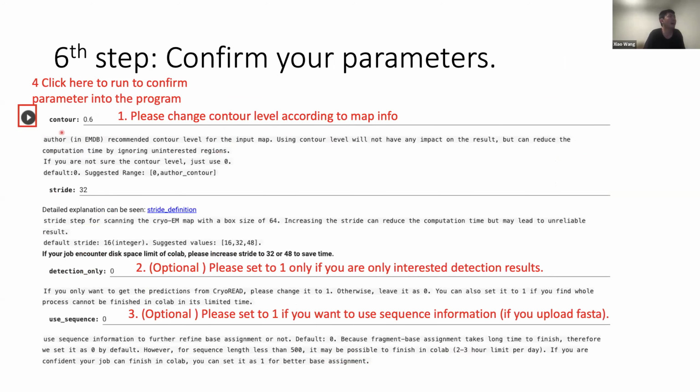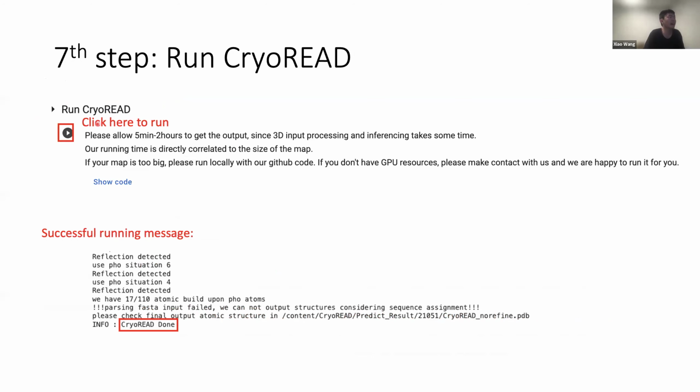And after that is done, you can input all the necessary information such as contour level, if you only want to run the detection without modeling, or if you want to use the sequence or not. Make sure you input all the information correctly and then click here to run to configure the information. And after that, you can run CryoREAD. And after CryoREAD is successfully done, you can see the information CryoREAD is done here.